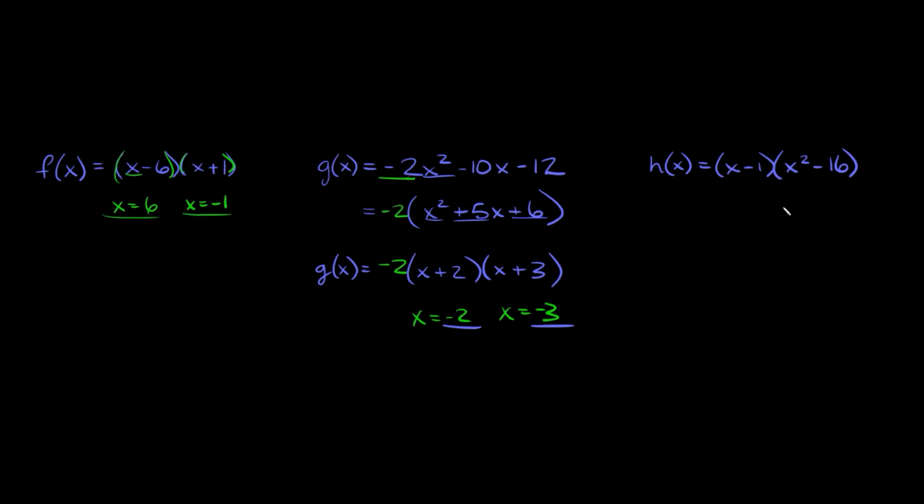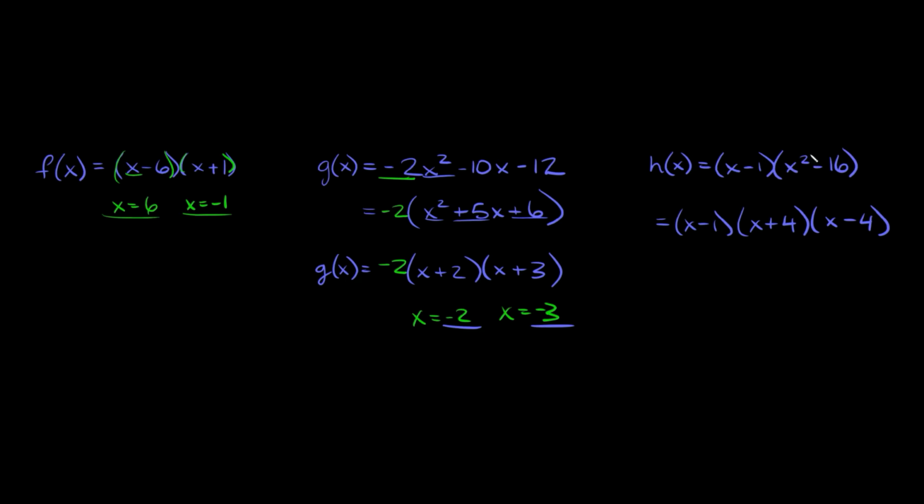times (x² - 16). Now we can actually factor this x² - 16 a little bit more, so we can simplify this. This is going to be equal to x - 1, and then here we have x² minus a perfect square. To break this common pattern down, this would just be (x + 4)(x - 4).